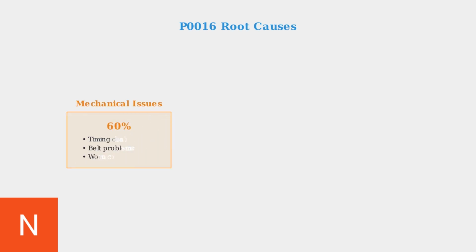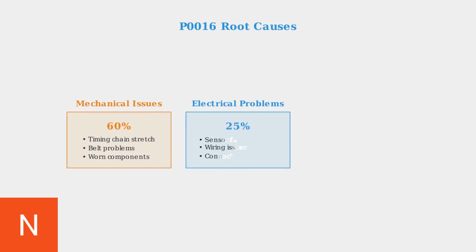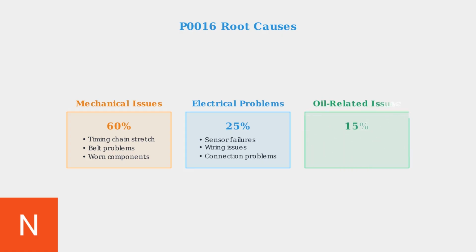P0016 codes arise from three main categories of issues. Mechanical problems account for 60% of cases, including timing chain or belt problems and worn components. Electrical issues represent 25%, involving sensor failures or wiring problems. Oil-related issues make up the remaining 15% of cases, typically affecting variable valve timing operation due to low oil pressure or contaminated oil. These issues can prevent proper VVT system function.